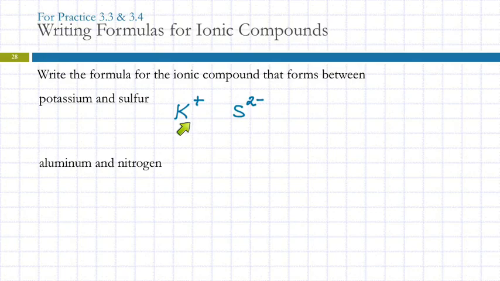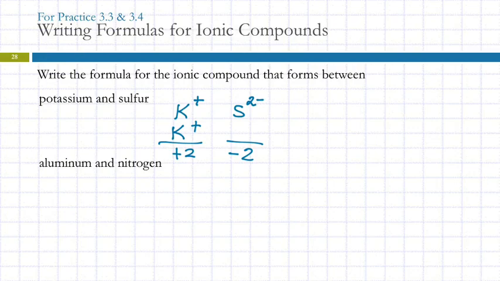Once we have that, then we're going to look at how many of each of these we need. What's the smallest ratio where it will be electrically neutral? 2 to 1. We need 2 of these to balance the charge on that. So if I put 2 potassiums, now I've got a total of +2 charge. And over here from 1 sulfur, I've got -2. And those add up to 0, or they cancel each other out.